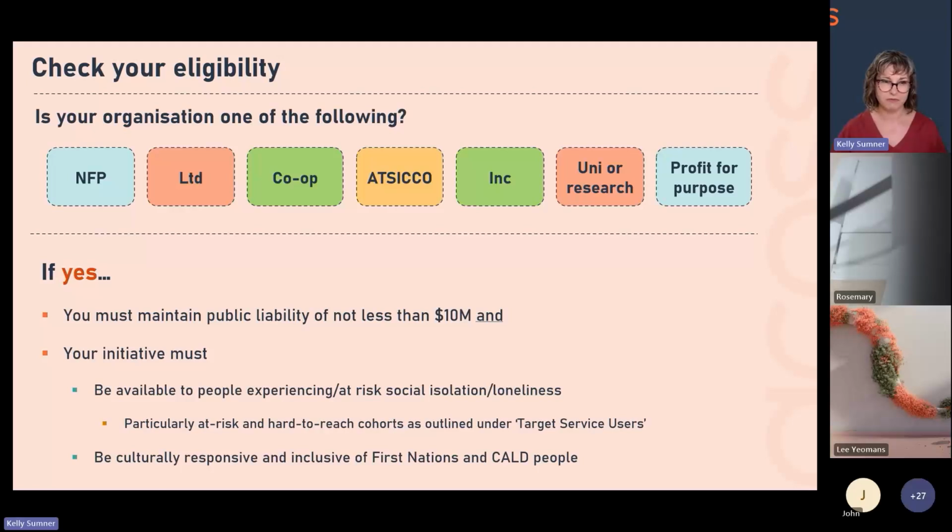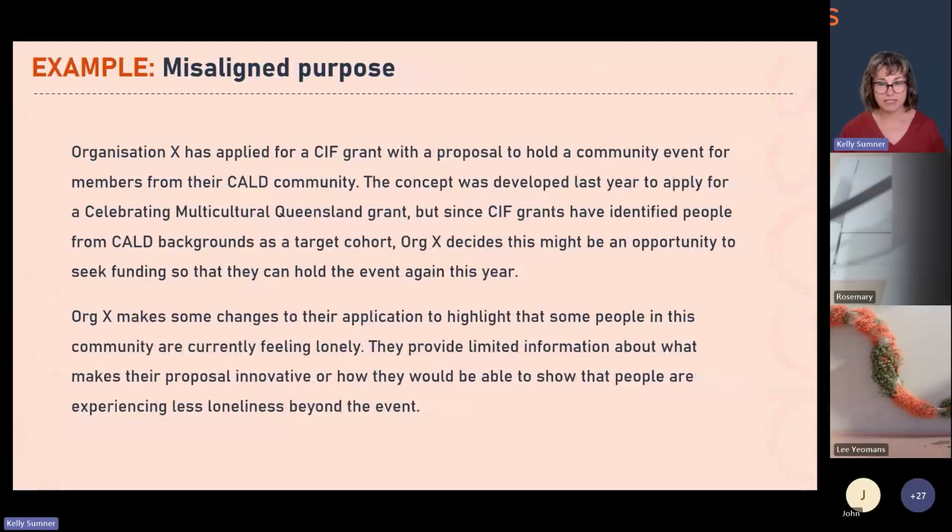So first up really is checking whether your organisation and your project idea aligns with the purpose and eligibility of the grant. We've got an example here of a misaligned purpose. This is a fictional one that we've developed, but it reflects the sorts of applications that funders often get, where there's very obviously not the alignment that they would like, but an organisation has tried to tweak their idea so that it looks like the right kind of project for the purposes of the grant. So in this case, rather than having an innovative idea, the organisation has had a successful program in the past. They want funding to redo that program, basically, to roll it out again.